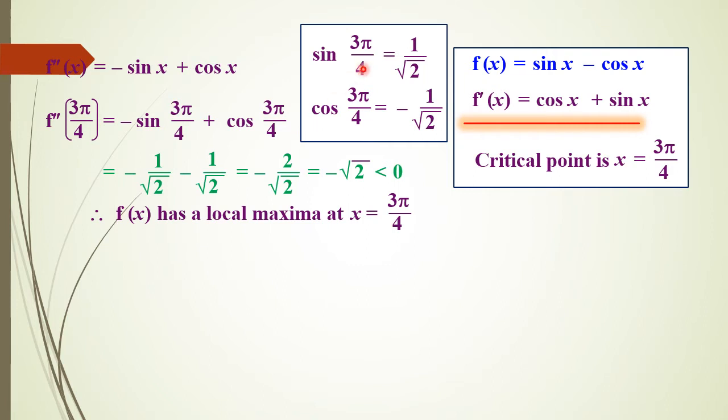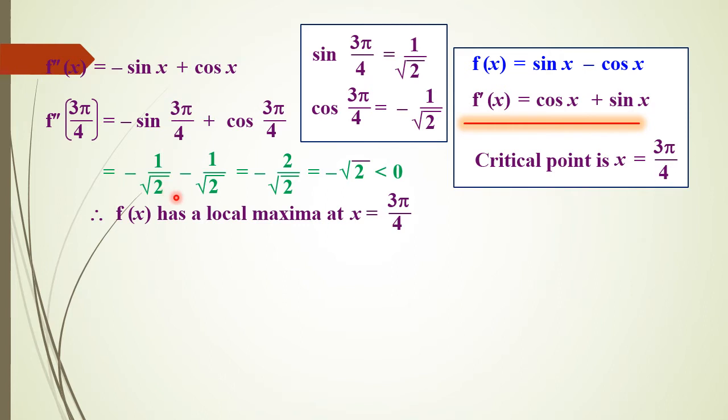Now after finding the critical point, find f double dash of x, the second differentiation of the given function. f double dash of x equal to cos differentiation is minus sin. Sin differentiation is cos x. So you substitute the critical point in this double differentiated term. So it is minus sin of 3 pi by 4 minus cos of 3 pi by 4, as it is.